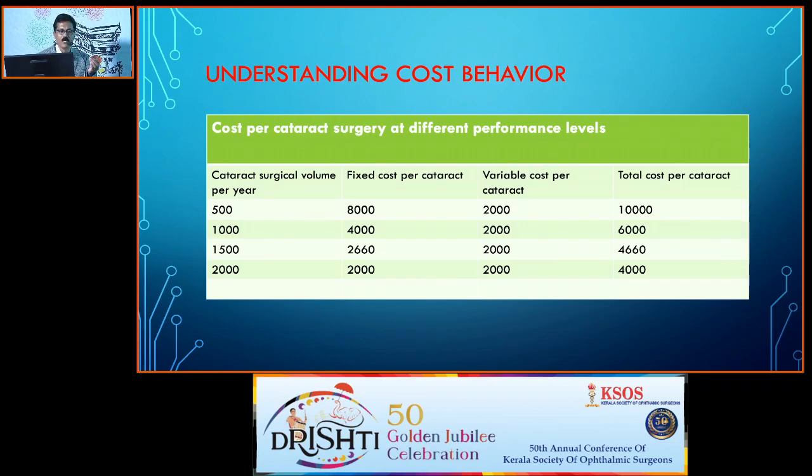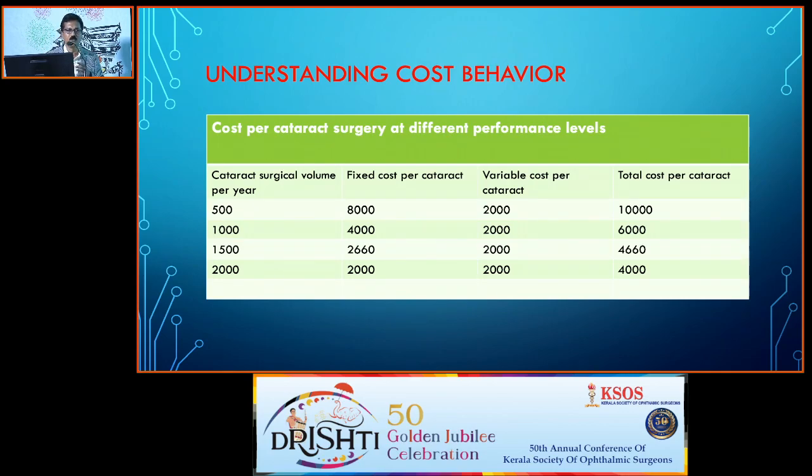For example, if you have a cataract surgical volume of say 500, and the fixed cost per surgery comes to say 8,000 and variable cost 2,000, then the cost per cataract would be 10,000. And on top of that, if you say you want a profit of 30 or 40%, you can package it as 14,000. So your profit is 4,000. But if your volume increases, say the next year to 1,000, with this small increase in volume, you may not have to increase the space or you may not have to increase your number of staff.